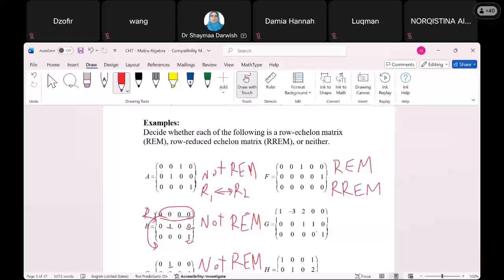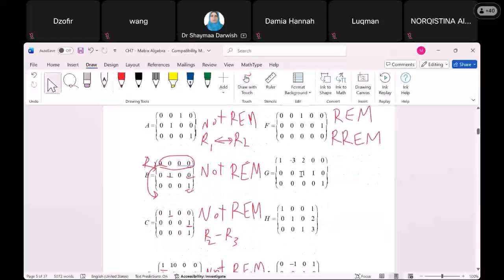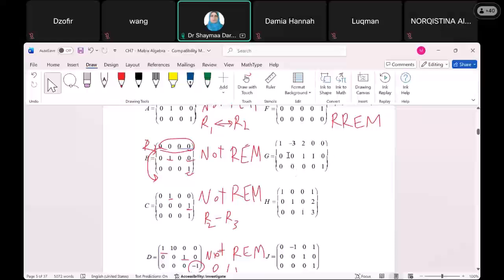Okay, G. Matrix G. Is it row echelon form? Yes, row, because we have the first number is 1 in each row. Each one come to the right. So this is row echelon matrix.